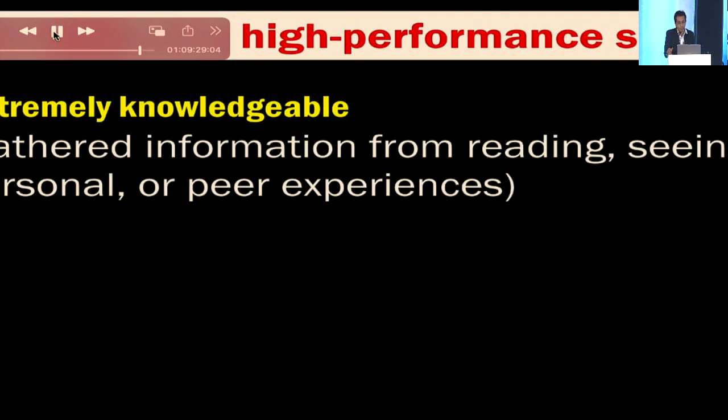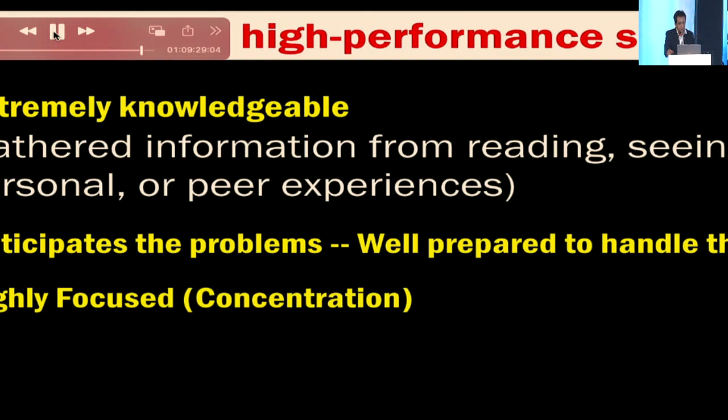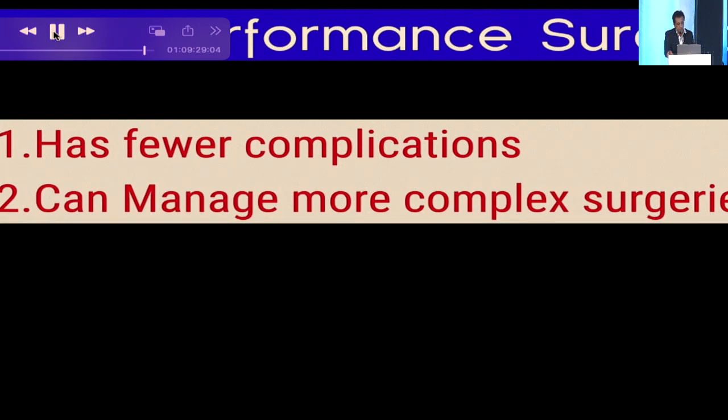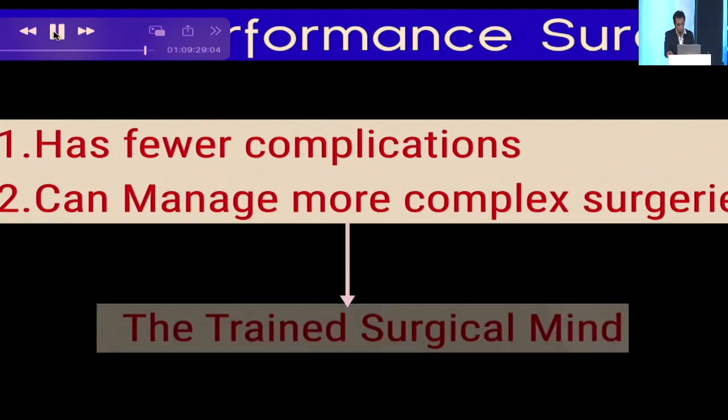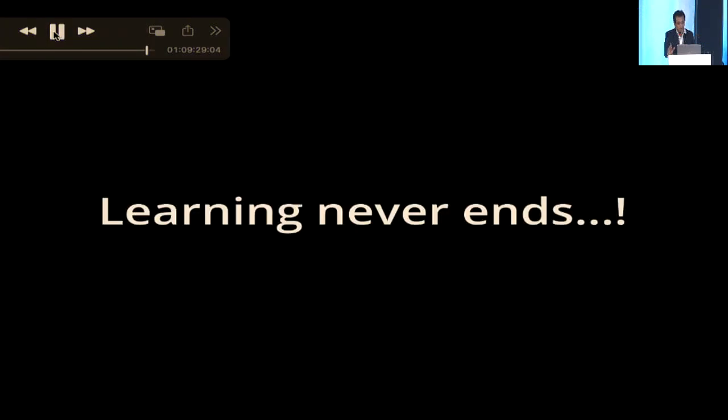So what I want to emphasize here is that why he has become a high-performance surgeon is because of his knowledge. He has gathered information from all sources which are available, from his experience and peer experiences, and based on this knowledge, he can anticipate the problems and is well prepared to handle them. And most importantly, he maintains a certain degree of concentration, which is quite high. It's all in the mind. So he has fewer complications and can also manage more complex surgery. So basically, that is the result of having a perfectly trained surgical mind.